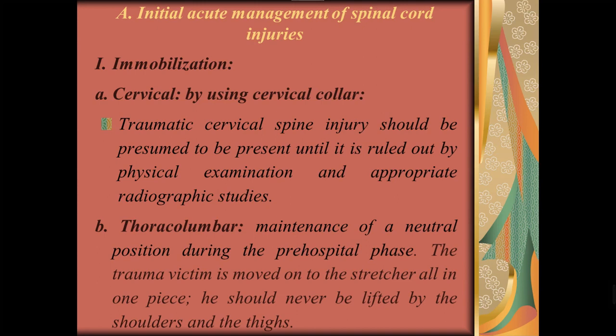Thoracolumbar stabilization or immobilization is done by maintenance of a neutral position during the pre-hospital phase. The trauma victim is moved onto the stretcher all in one piece. He should never be lifted by the shoulders and the thighs. So the transfer of the patient should be as just one block or one piece, assuming that there are thoracolumbar injuries, until we are 100% sure that there is no injury, then we can let the patient move freely.